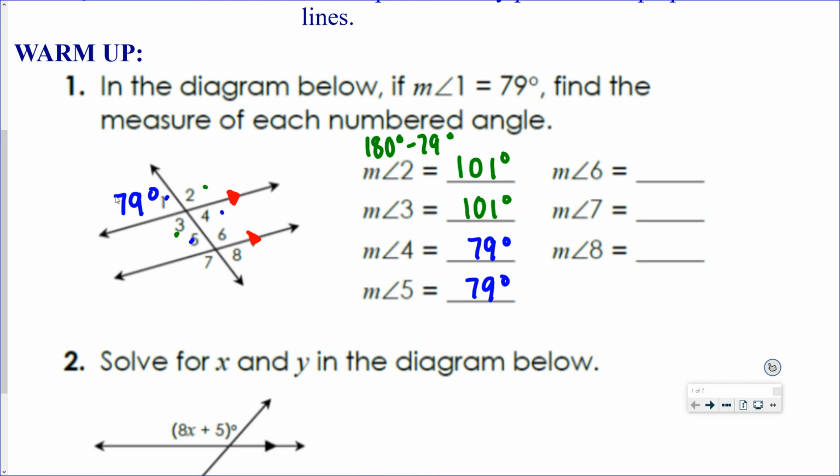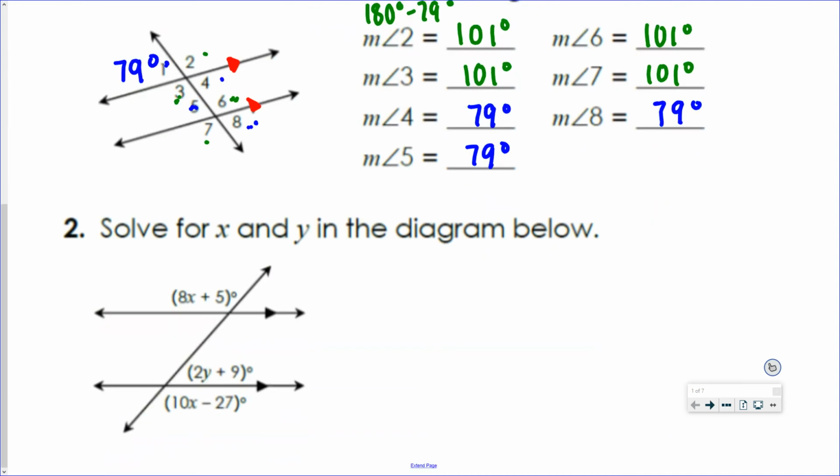Then from there, a couple ways you could do this. 6, you could say alternate interior to angle 3, so it's congruent, or it's supplementary to angle 5. That one's 101. Okay, angle 7's vertical to that one, 101. 8. Alternate exterior from angle 1, alternate exterior are congruent, or you could say it's vertical from angle 5. Lots of different relationships we could describe there.